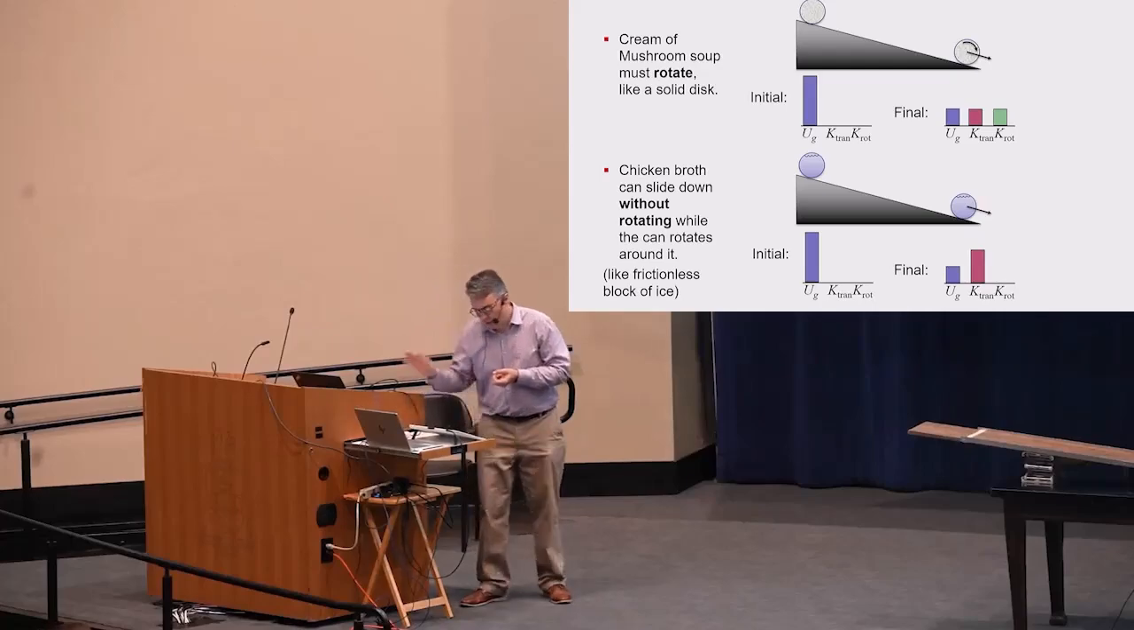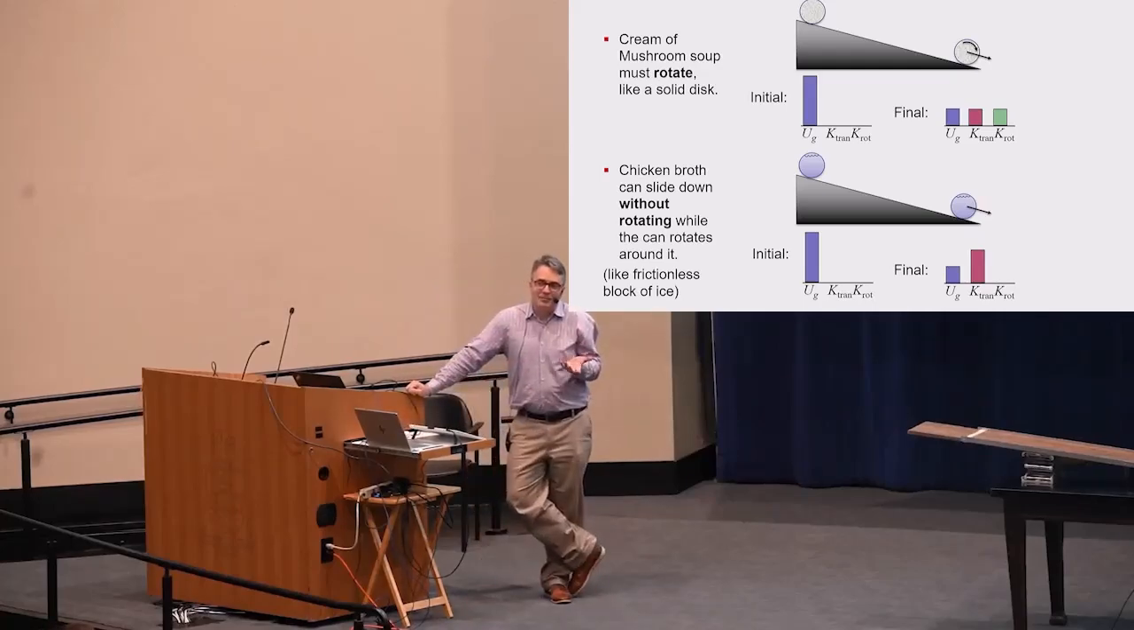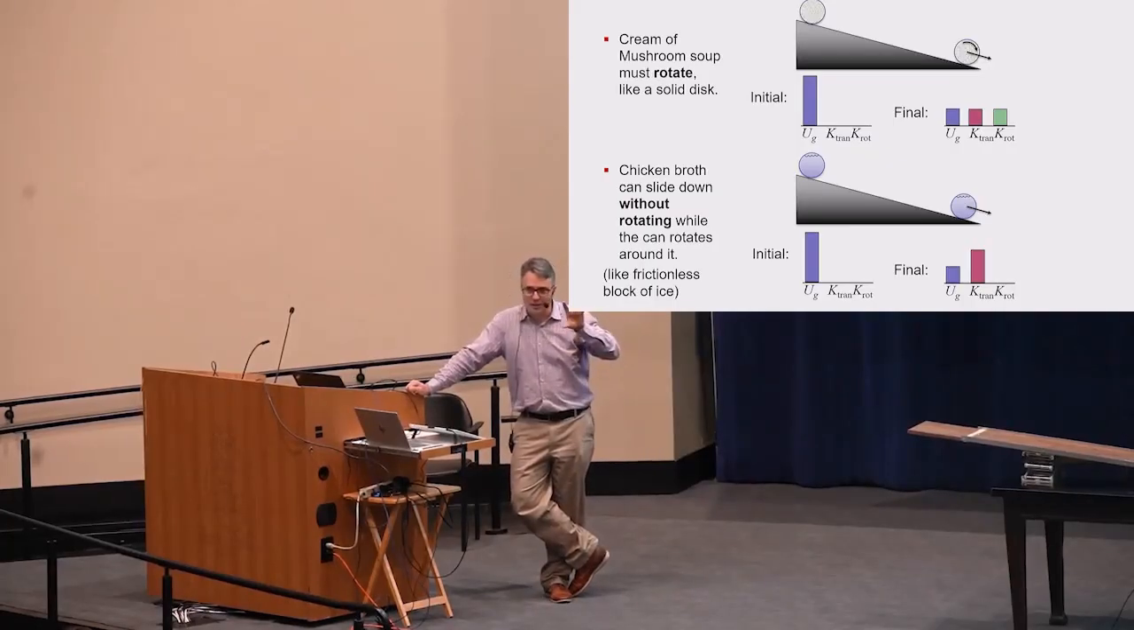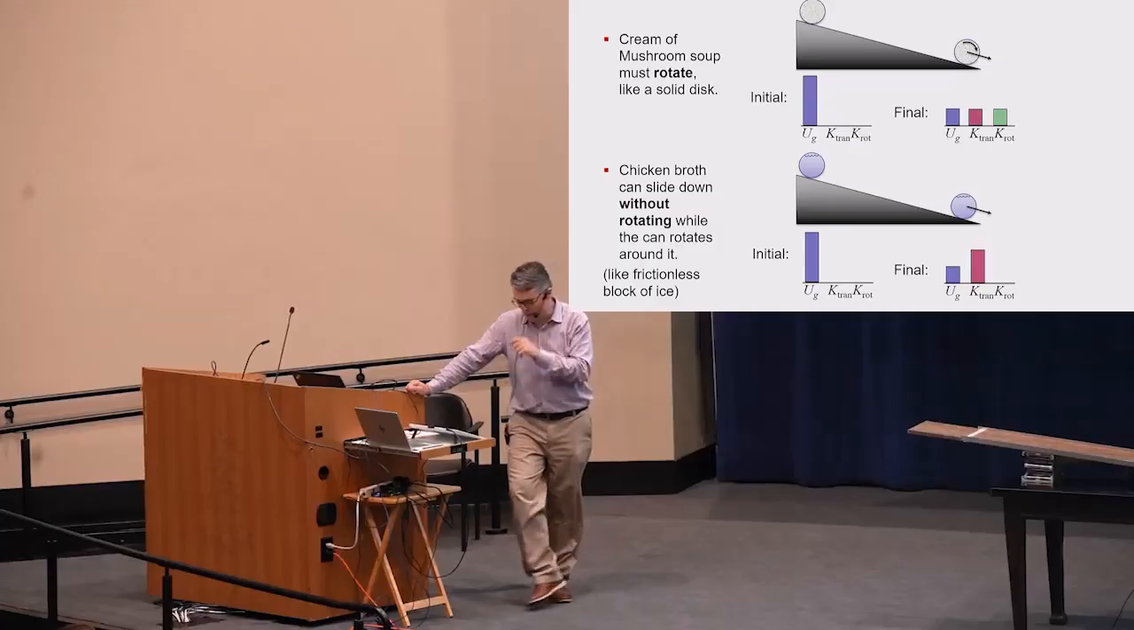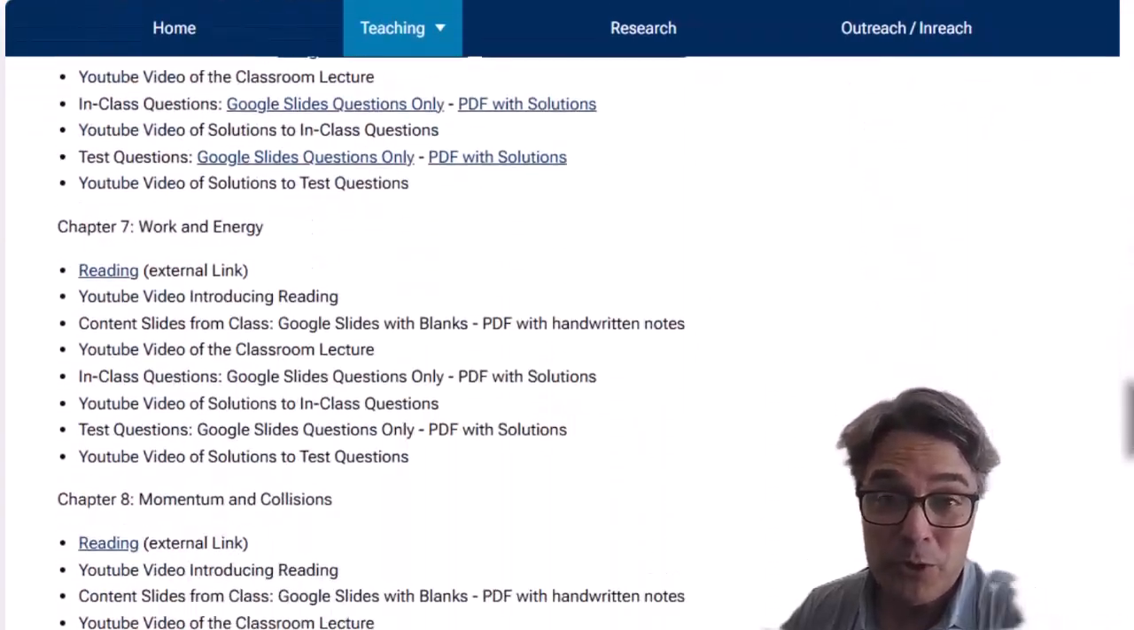But the chicken broth, I think maybe it's just not rotating. It doesn't need to because it's probably just slipping down the hill. It might slosh a little, but maybe all that water just kind of goes down without rotating. And then it's almost like a frictionless block of ice. It's just the can that is rotating. I know the chicken broth wins every time, but it's a little hard for me to understand why, but I think this is it.